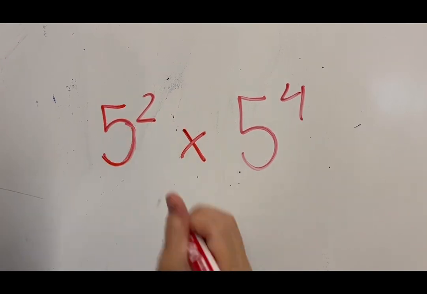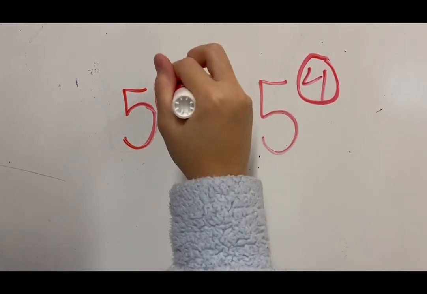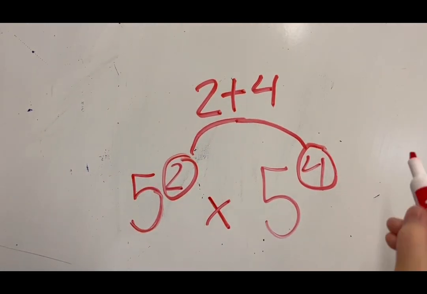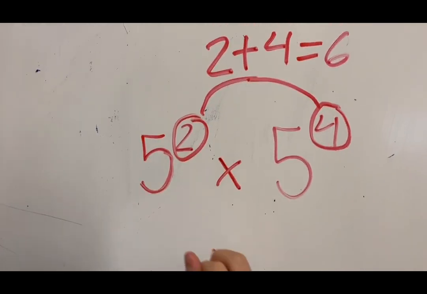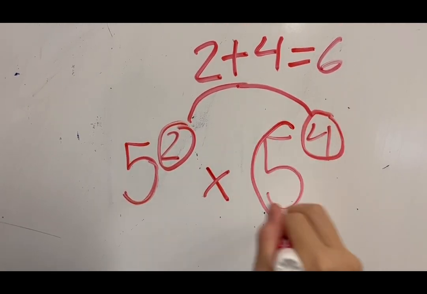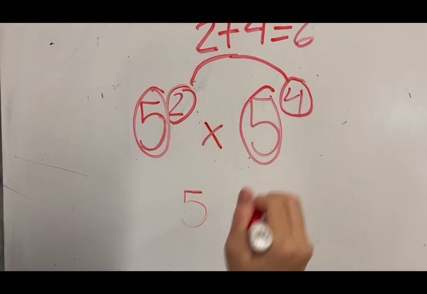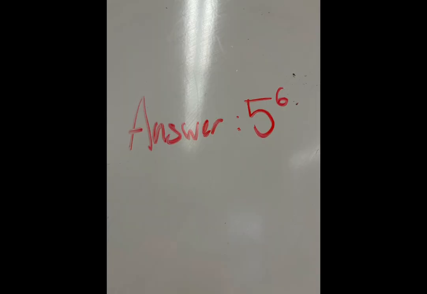So, we have two exponents on the same base. So we have 2 and 4. We do 2 plus 4 equals 6. Okay, so because we have two of the same bases, which is 5 and 5, we keep that the same. So we'll write 5, and then we bring the 6 down because we added the exponents, and the answer will be 5 to the power 6.